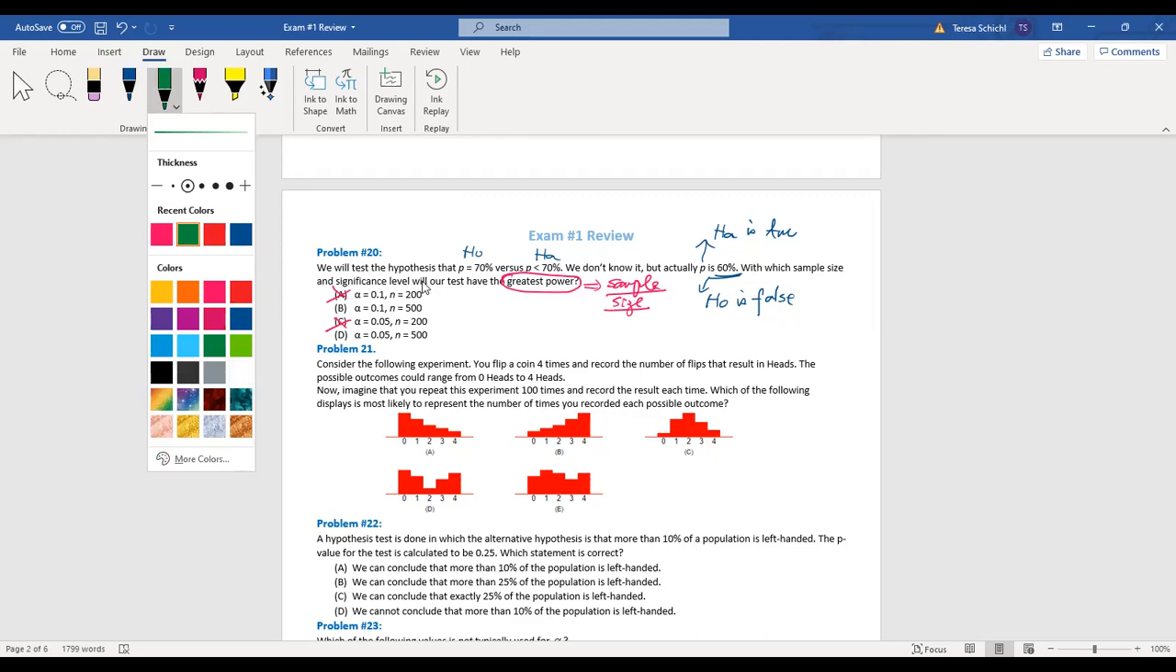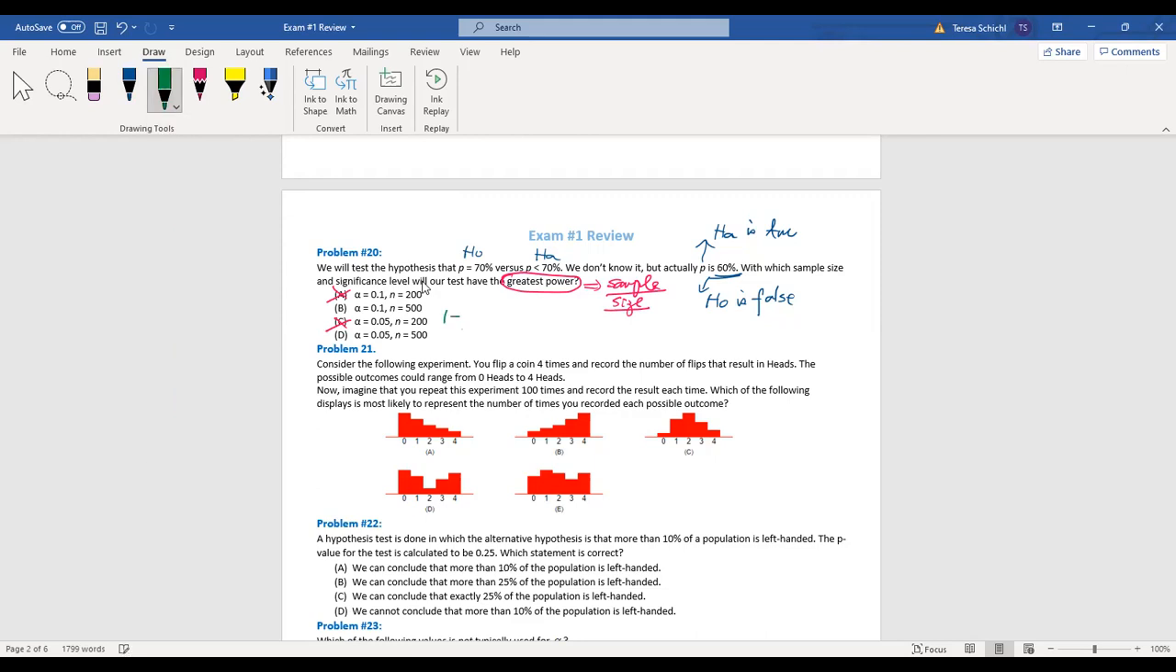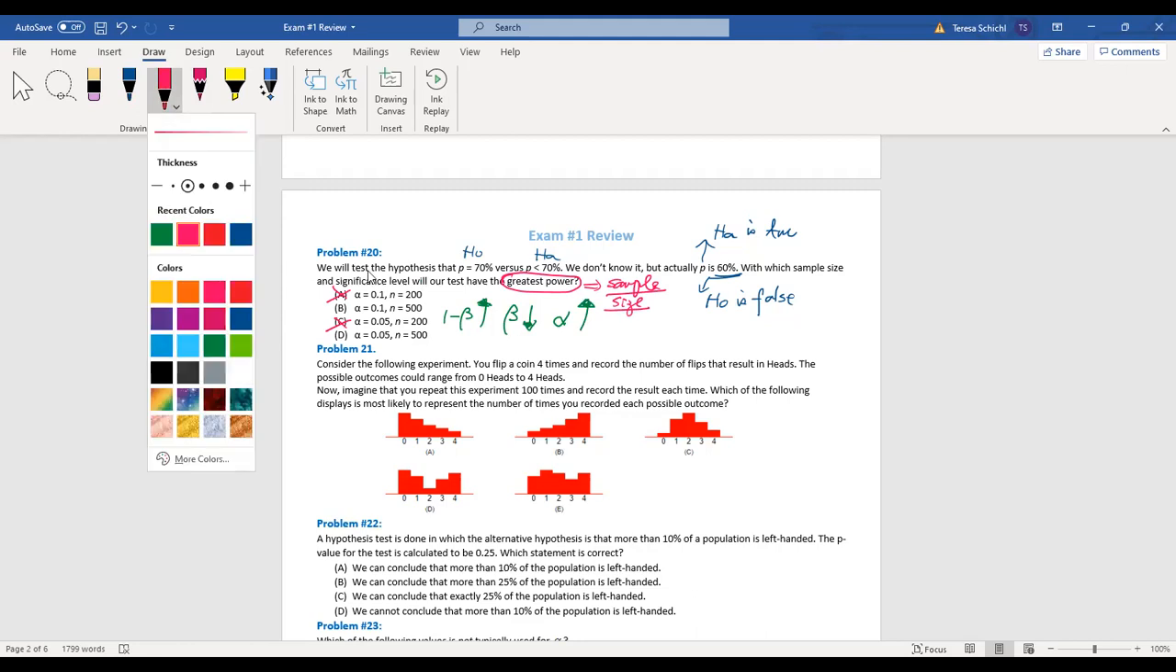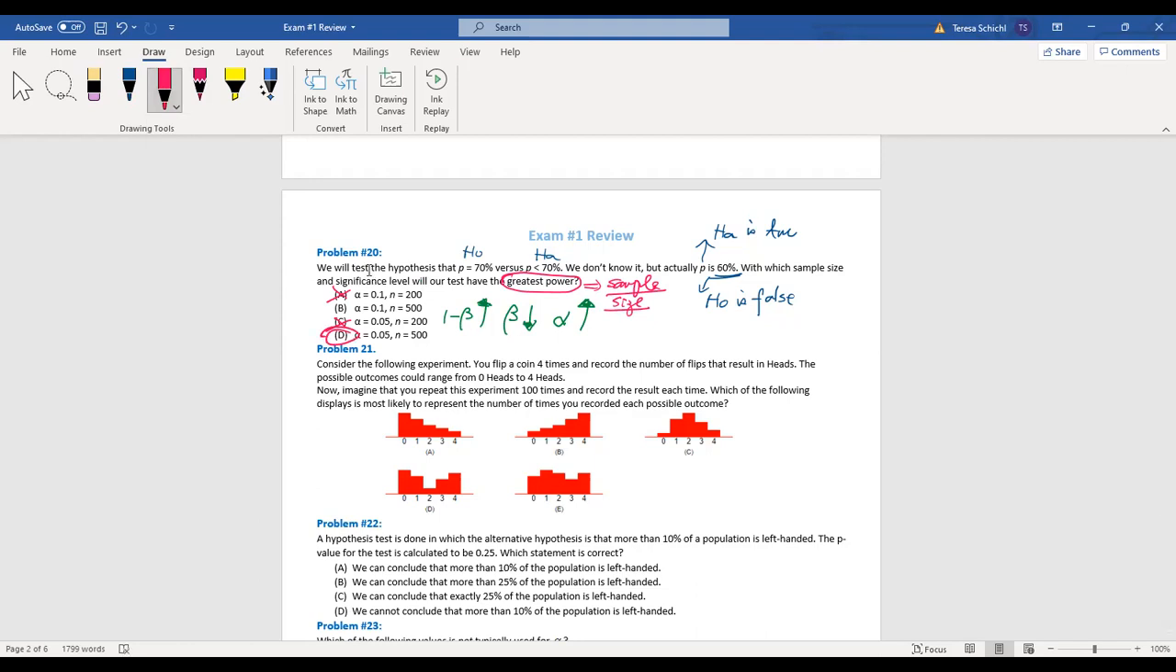Okay, now let's take a look again. Power is 1 minus beta, right? So power is getting bigger. Then what is beta here? Beta is getting smaller, right? Then what is the alpha here? Remember this very important table we talked about, the alpha is going to get bigger. So compared to here, both are 500, so which one will get the greatest power? This one. All right, so it's alpha equal to 0.05.